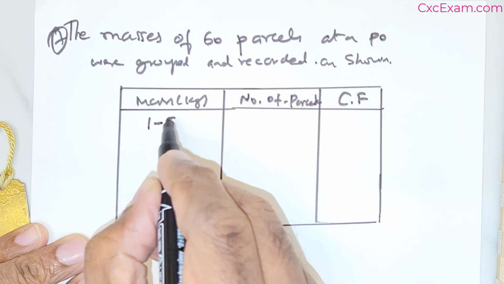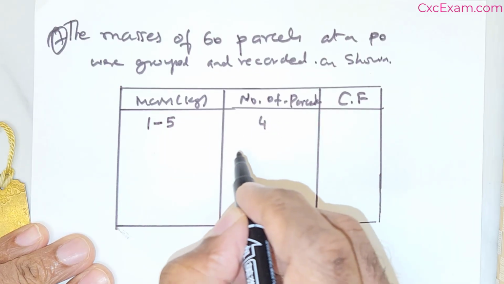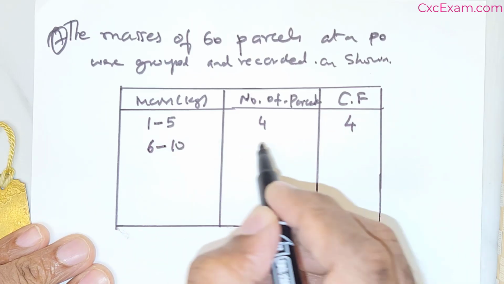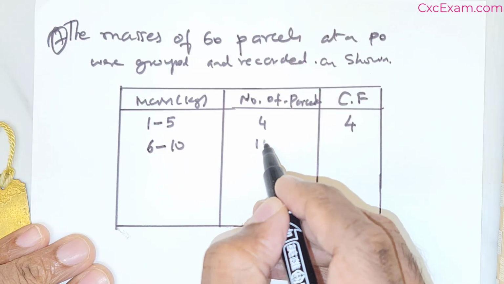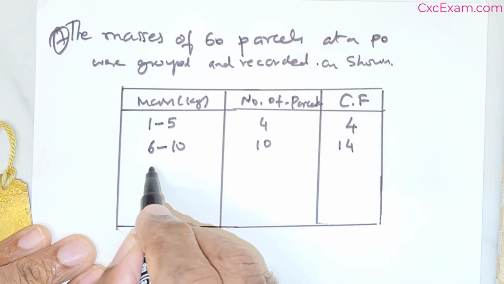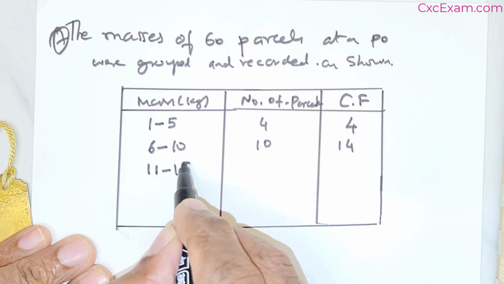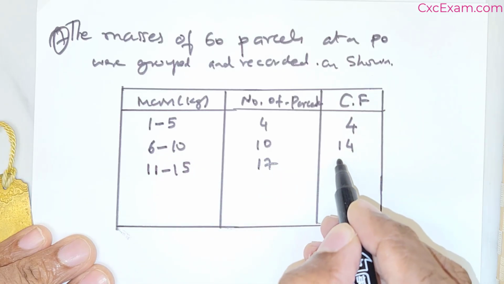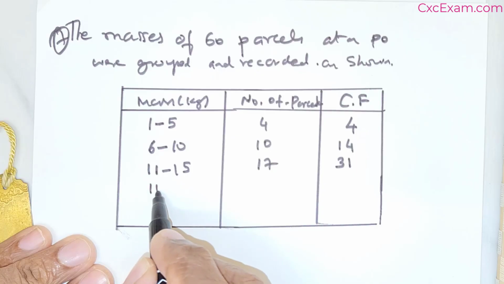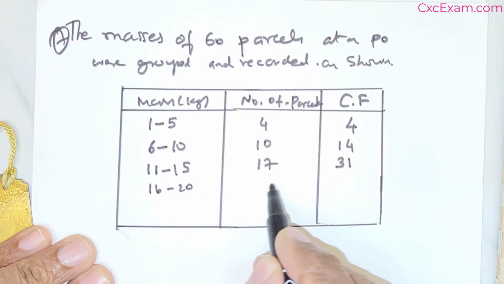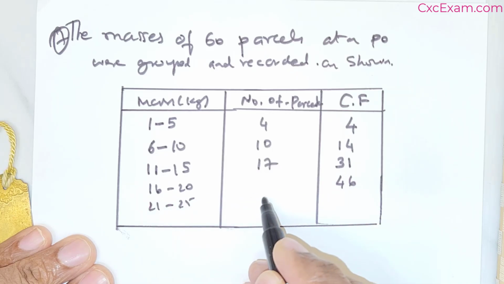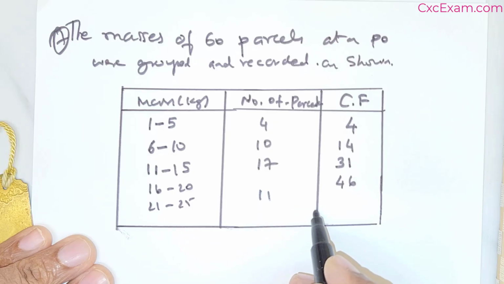Between 1 to 5 kgs, we got 4 parcels. The cumulative frequency is given as 4. Between 6 to 10 kg, we got 10 parcels. The cumulative frequency is given as 14. Between 11 to 15 kg, we got 17 and the cumulative frequency is 31. Between 16 to 20, we are not given anything, we have to fill this up, but the cumulative frequency is 46. Between 21 to 25, we are given 11 parcels.